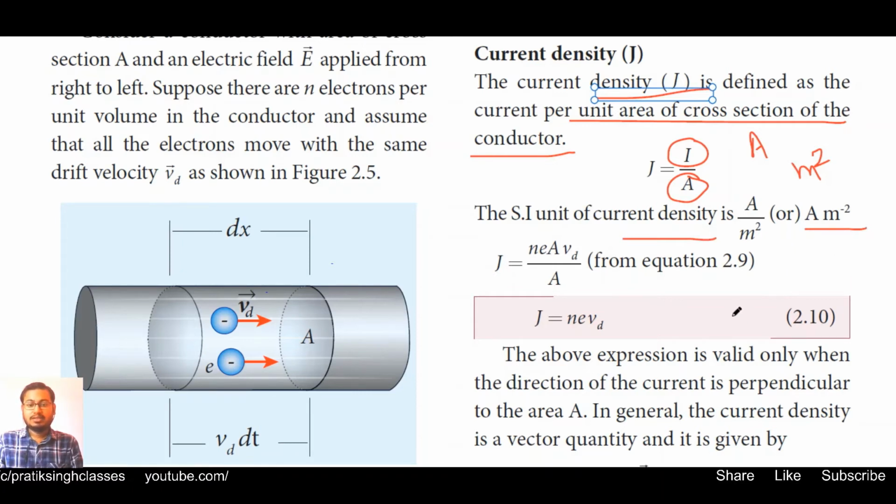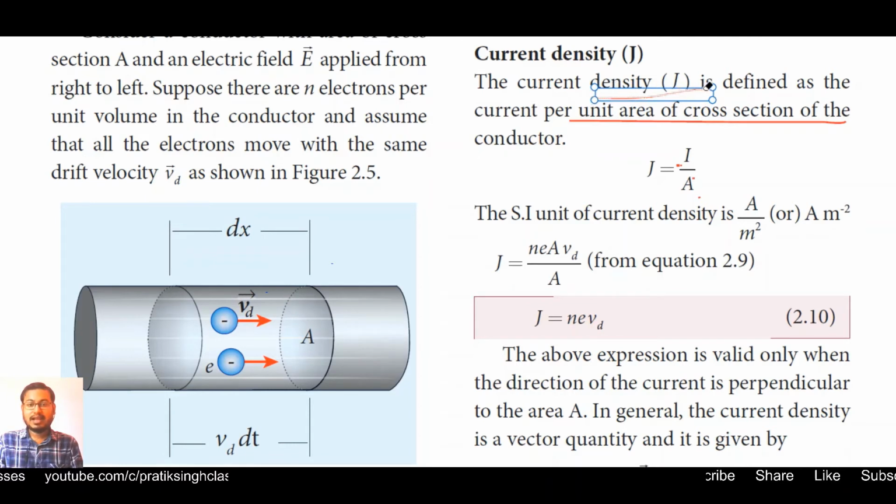Now substitute the given values of I and A in the equation J = I/A. From the previous equation you will get J = nevdA/A, from earlier equation 2.9, and you will notice here that A and A will cancel out, and then current density J = n e vd.